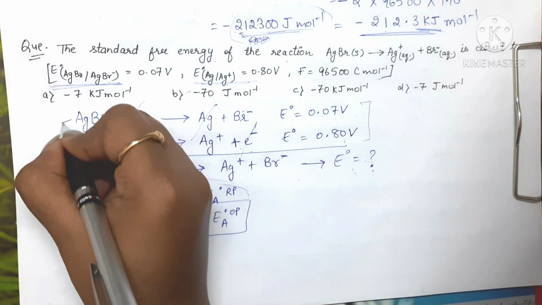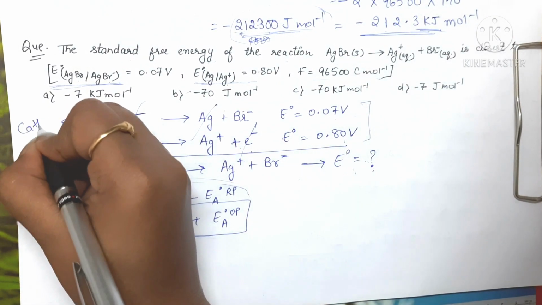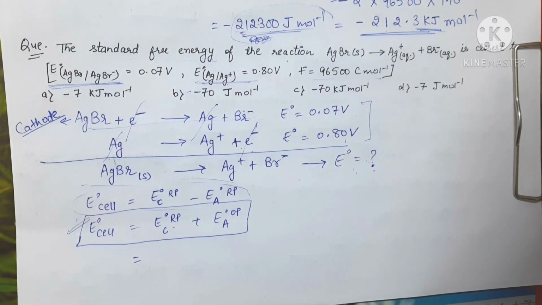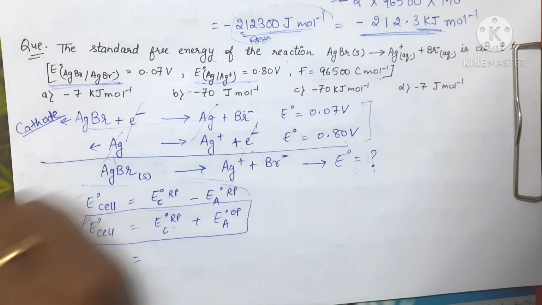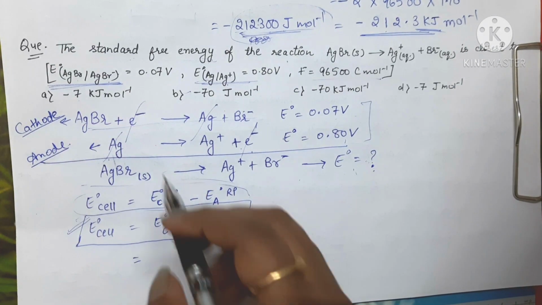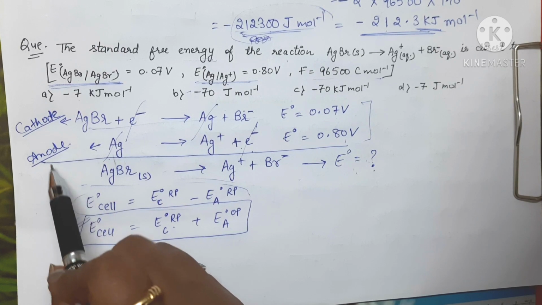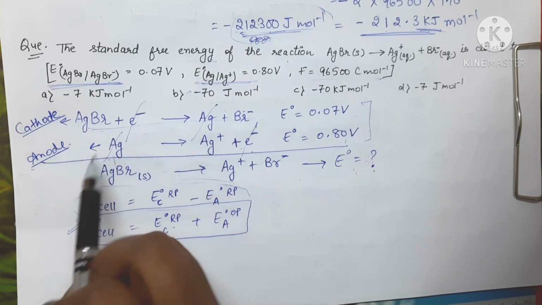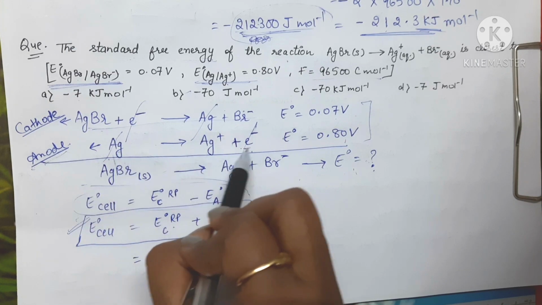Here it will be cathode. This reaction will be happening at cathode, right? And this is the reaction happening at anode. Why am I saying that? Here oxidation is taking place, so oxidation happens at anode and reduction happens at cathode, right? Oxidation means removal of electron.